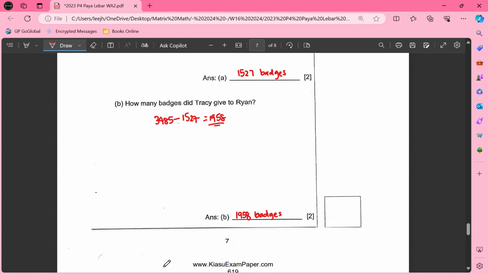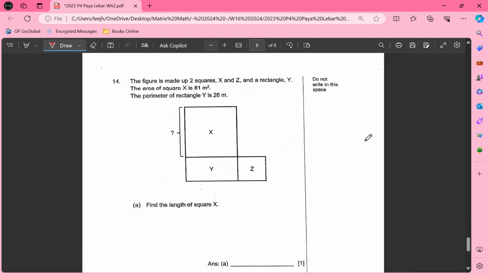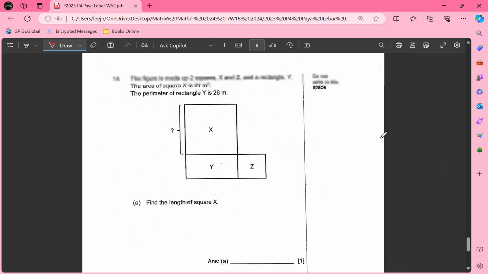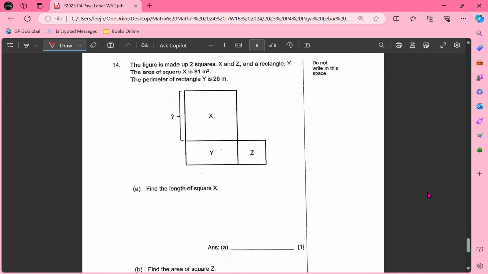Okay, question 14. The figure is made up of two squares, X and Z, and a rectangle Y. I shrank it a bit smaller so that you can see the whole question. Okay, like that better, right? So the area of square X is 81 square meter.